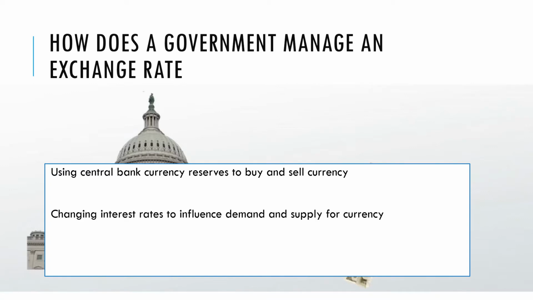Governments can also change interest rates to influence the demand and supply of a currency. They can also introduce capital controls, so limiting how much money can be converted or moved into that currency. Again, this can limit the extent to which supply and demand might shift.